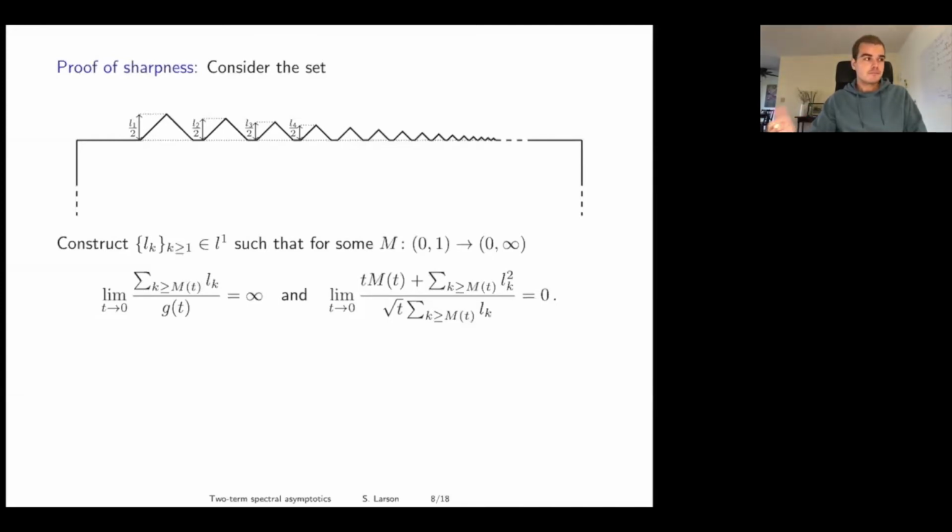Sorry, the order t on the heat trace is after renormalization, so there's a t to the minus t over 2 in front of everything. But at least these two effects are relatively of the same size, and one comes with a positive sign, one comes with a negative sign.